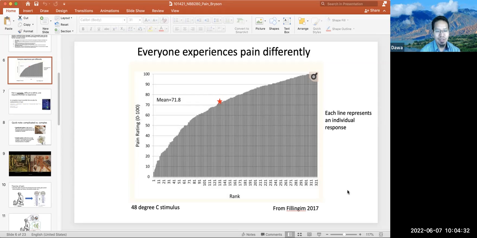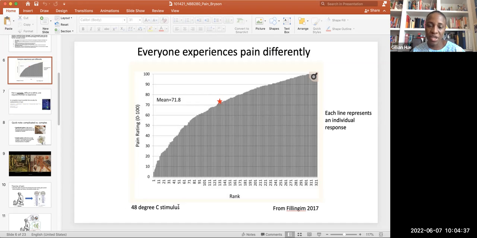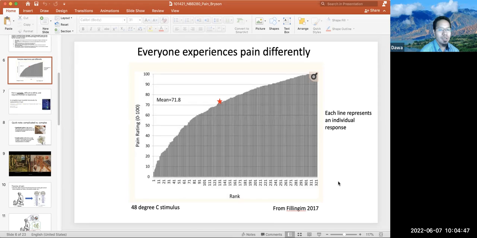They rated it as just one, like similar, same. So the same stimulus is a 48 degree stimulus. It's just a little warm. And then they give it to 321 people and ask them to say, on a scale of 0 to 100, how much pain do you feel?